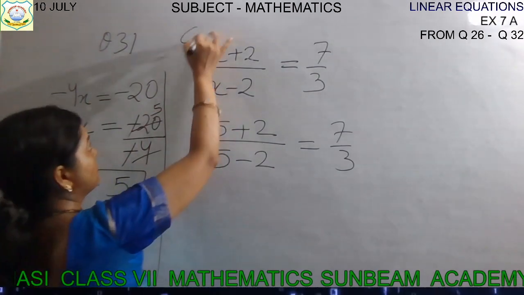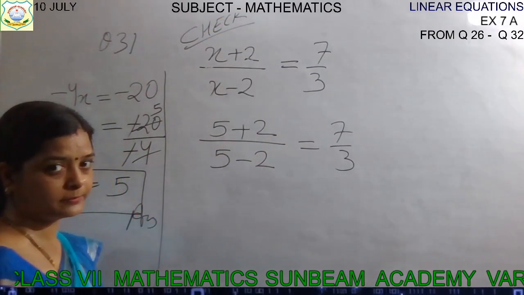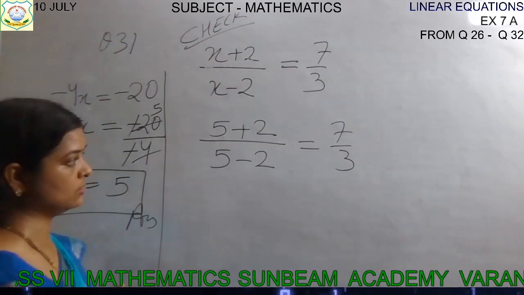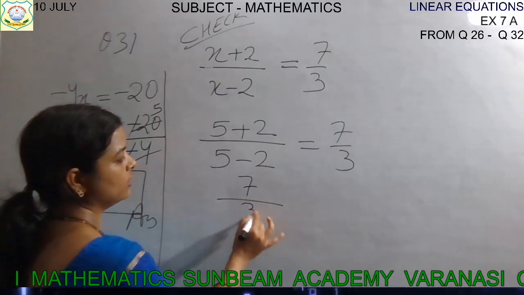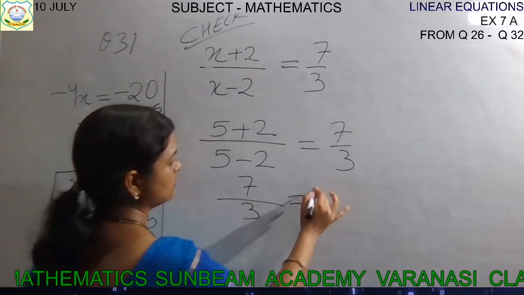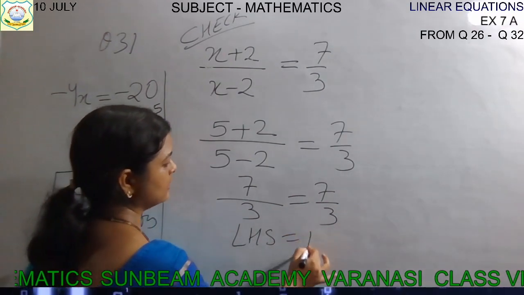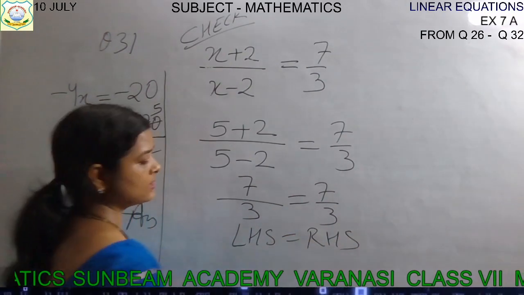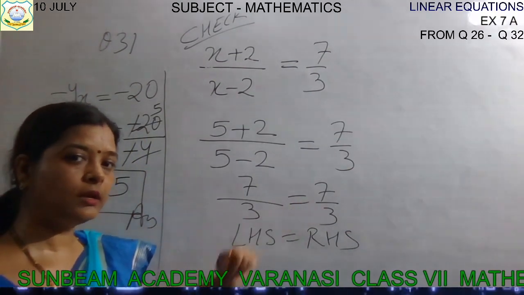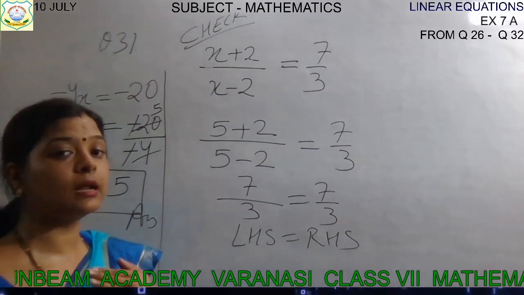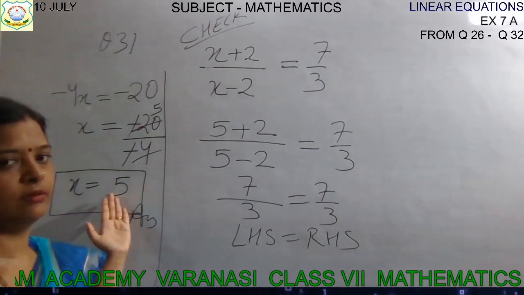Only in place of x we will put 5 because the value of x is 5. After doing this, you can write it as check. This is the check part. You are checking your solution. 5 plus 2 in numerator, 7. 5 minus 2 in denominator, 3. That is, on that side it is 7 by 3. What you have seen? LHS is equal to RHS. The value on the left hand side is equal to the value on the right hand side. It means our answer is correct. The value x is equal to 5 is correct, children.